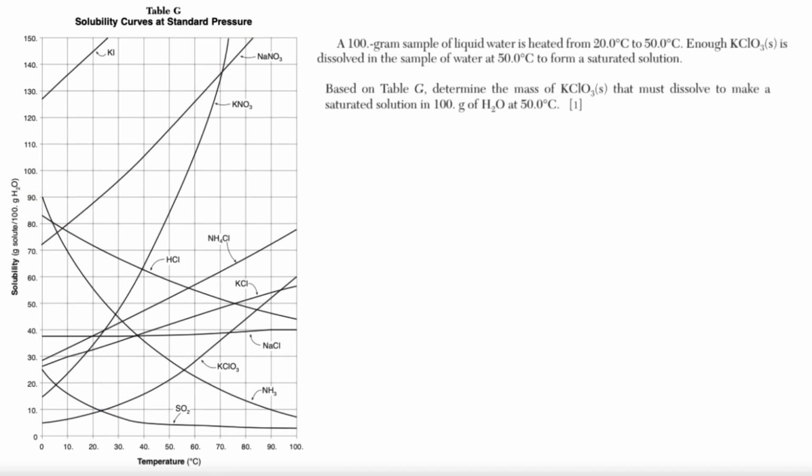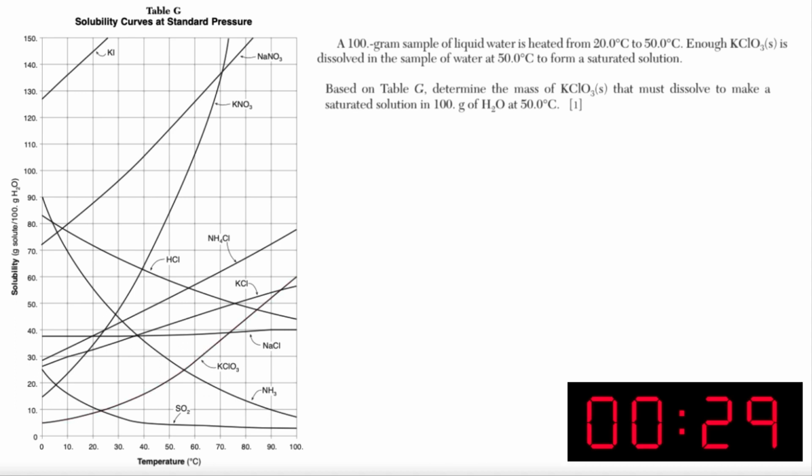A 100-gram sample of liquid water is heated from 20 degrees to 50 degrees. Enough potassium chlorate, KClO3, is dissolved in the sample of water at 50 degrees to form a saturated solution. So let's figure out how much KClO3 must have been dissolved to make that saturated solution of 100 grams of solution at 50 degrees Celsius. Again, you'll probably need more than 30 seconds. Pause the video if you do.